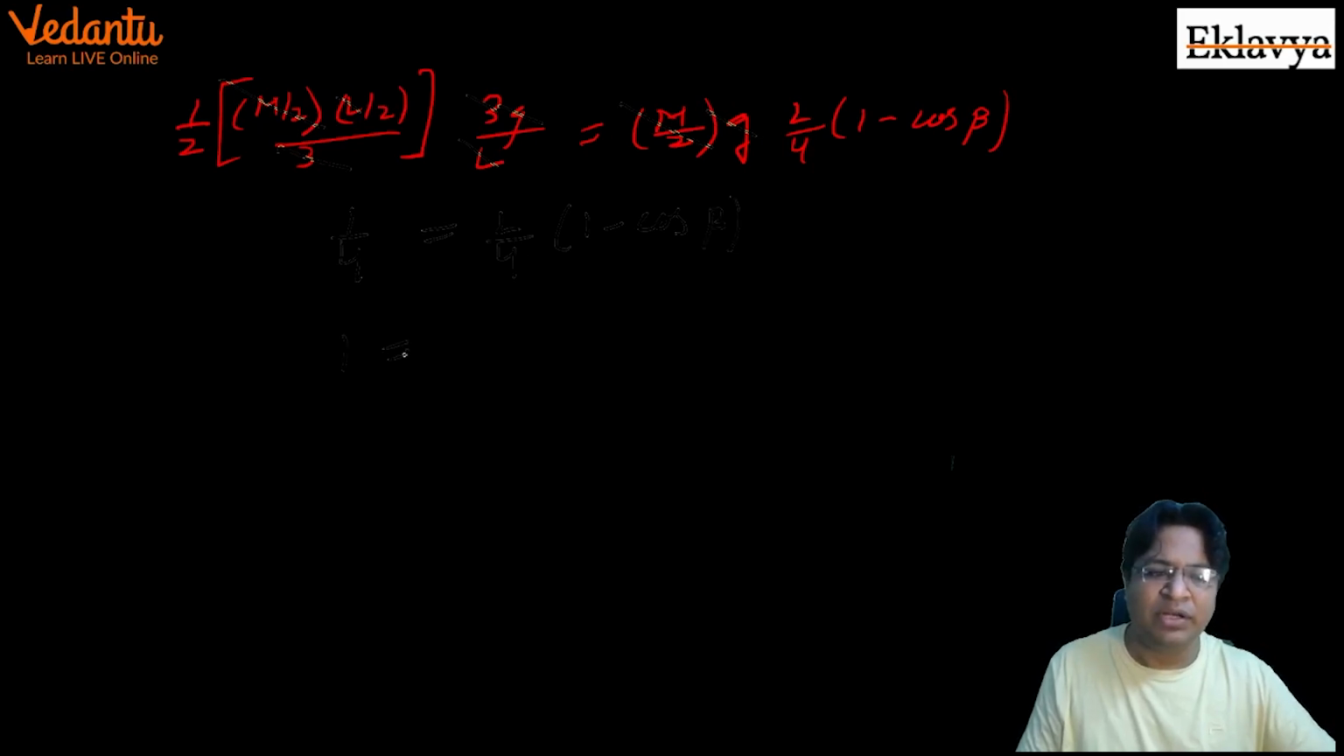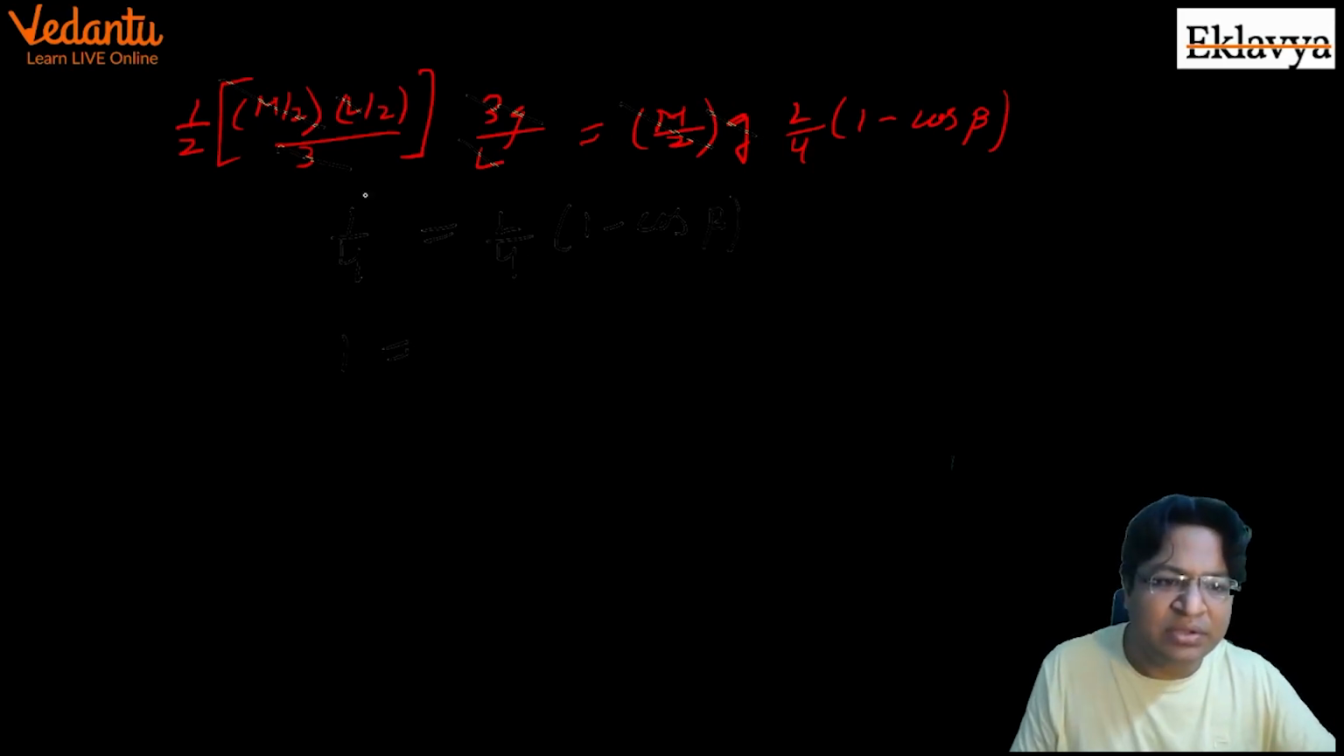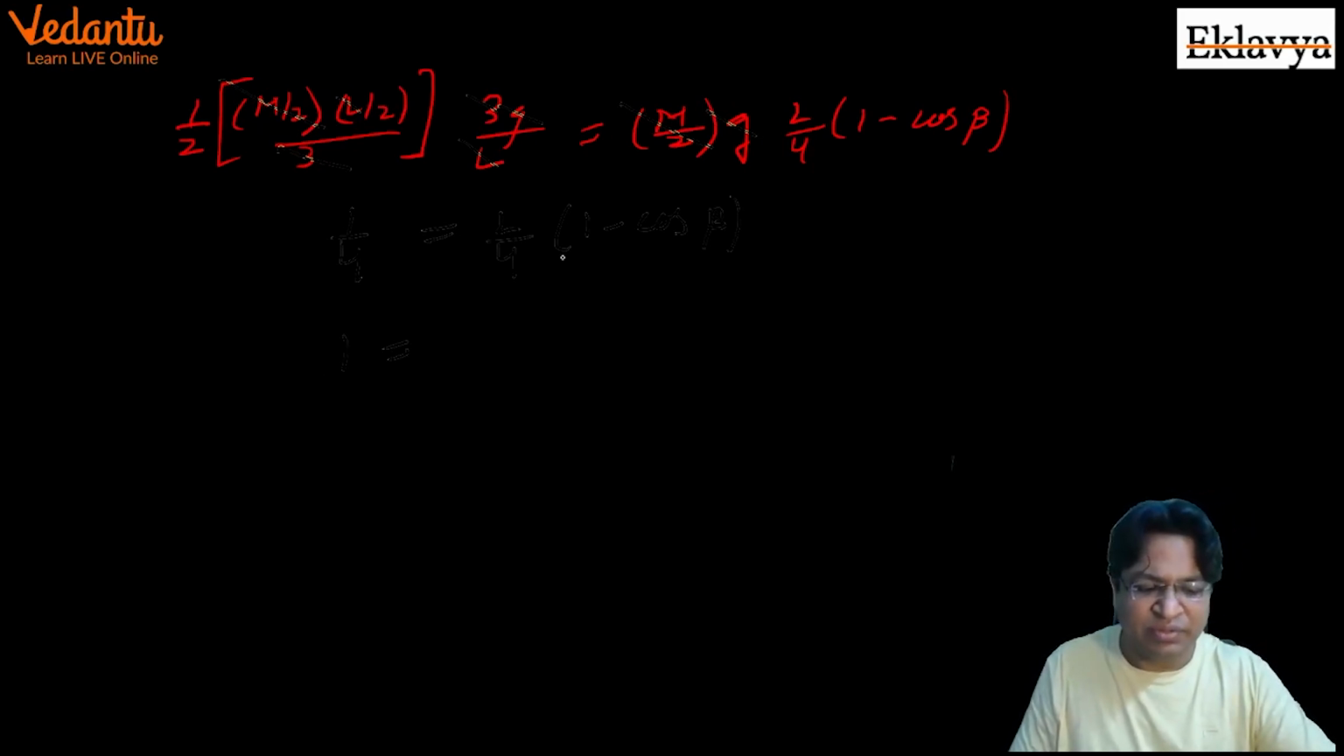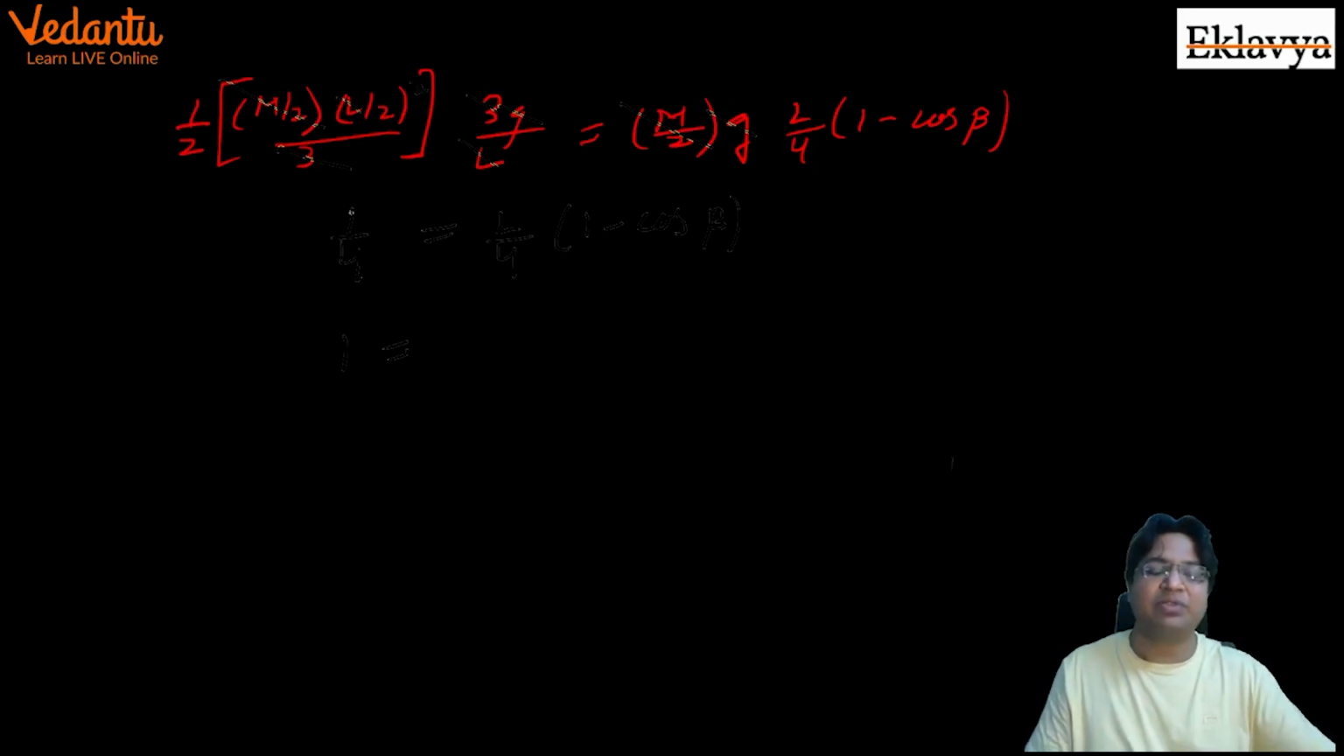Did I miss out on anything? Let me just check for once. I actually missed one thing: it would be ml square by 3. In fact, the dimensions were not matching, and that got me concerned. So L by 2 is still there, and this L by 4 gets cancelled.